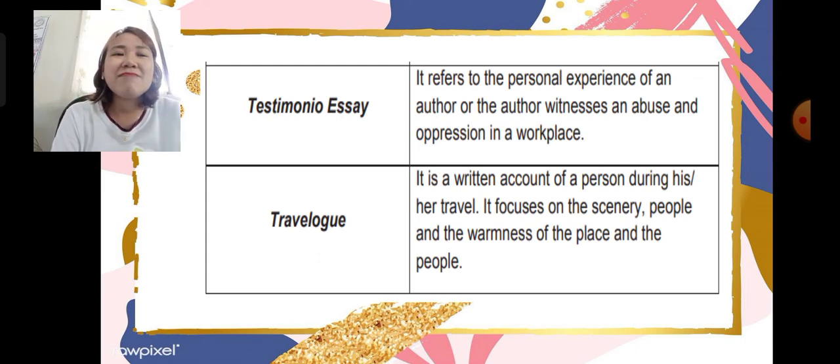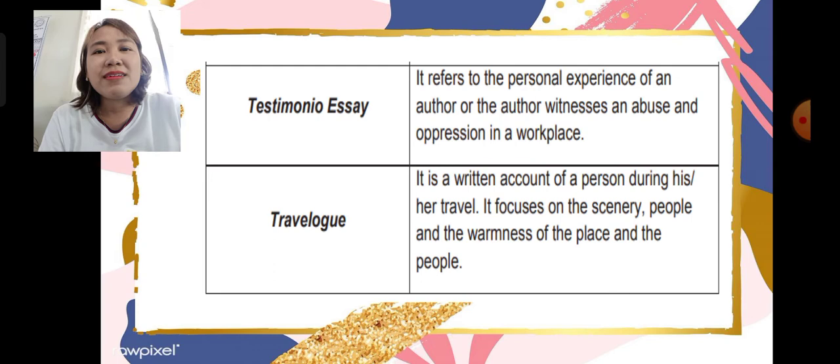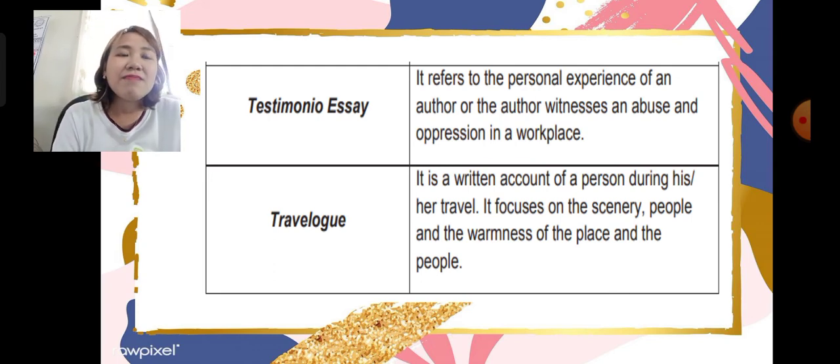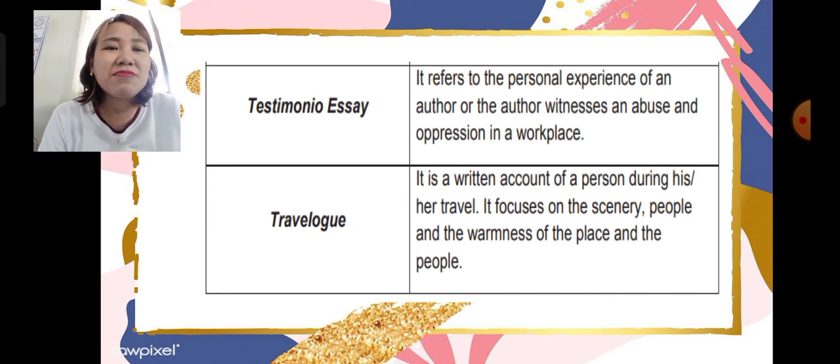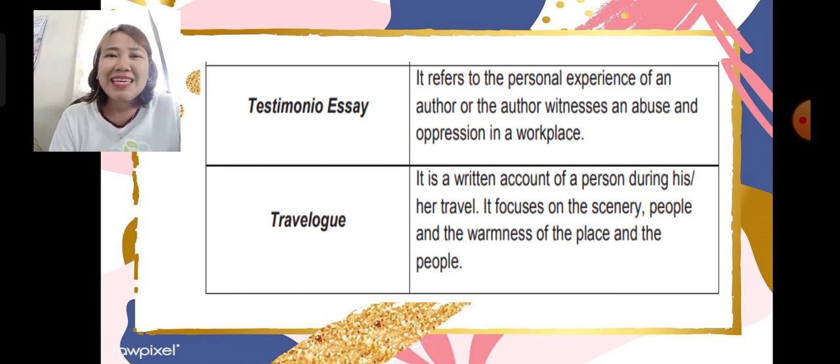So, nakakatulong siya, 'di ba? And of course, yung pag-promote natin sa ating country na makapag-invite tayo ng mga turista, 'di ba? Mas makakatulong 'yun sa ating ekonomiya. So, that's travel log. So, iba-iba, 'di ba? So, tingnan natin kung anong pwedeng ninyong gawin for your activity. Okay?